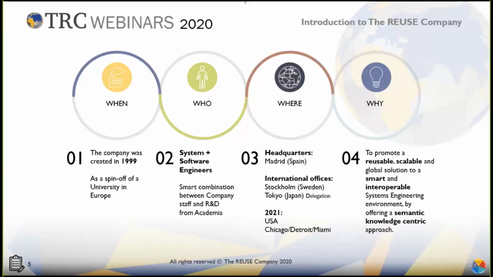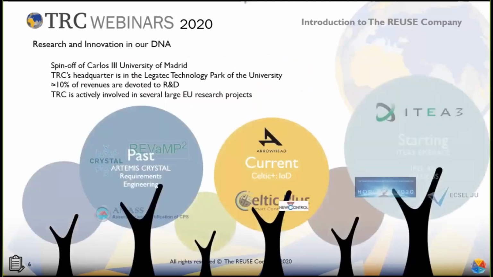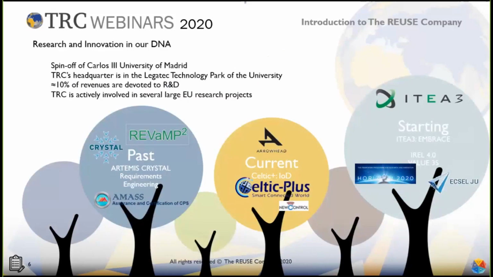Our mission is to promote a reusable, scalable, and global solution to a smart and interoperable system engineering environment. And we do this by offering a semantic, knowledge-centric approach. Since the company is a spin-off from the Carlos III University of Madrid, research and innovation is in our DNA, and about 10% of our revenues are dedicated to research and development. The Reuse Company is also actively involved in several large European research projects like Arrowhead, New Control, and Embrace.